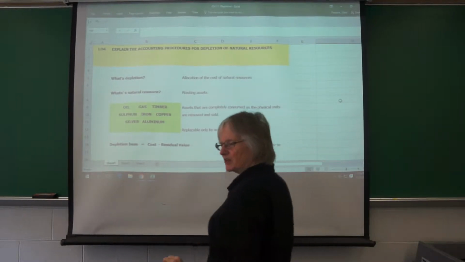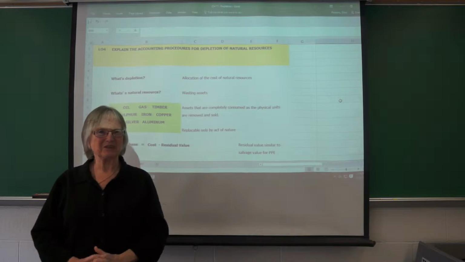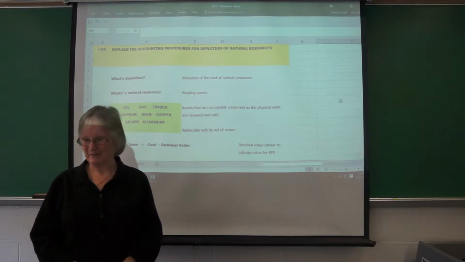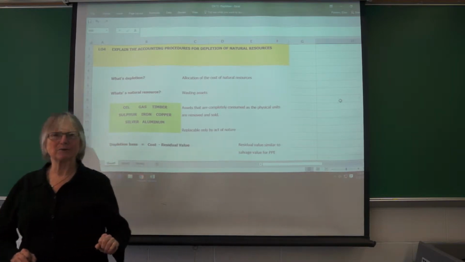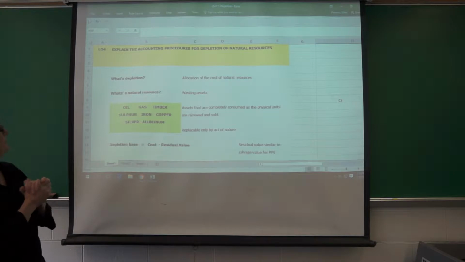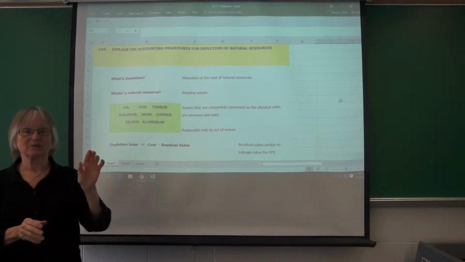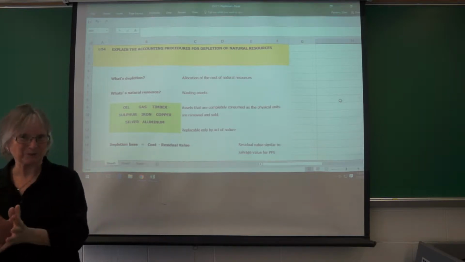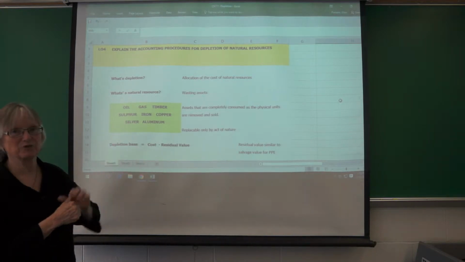So, depletion of natural resources. In AC 102, the calculations for this were extraordinarily simple, okay? It was basically a units of activity method, done. We get into a lot more complications here. First of all, depletion, on an exam you cannot write "DEP" because I have to know the difference between depreciation and depletion. Depreciation is for your plant assets, depletion is for your natural resources.